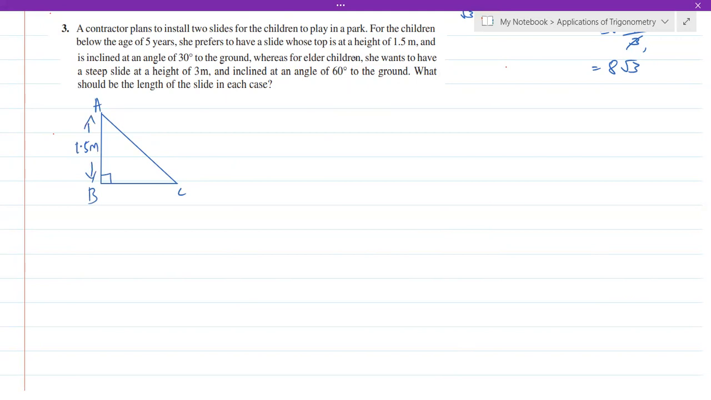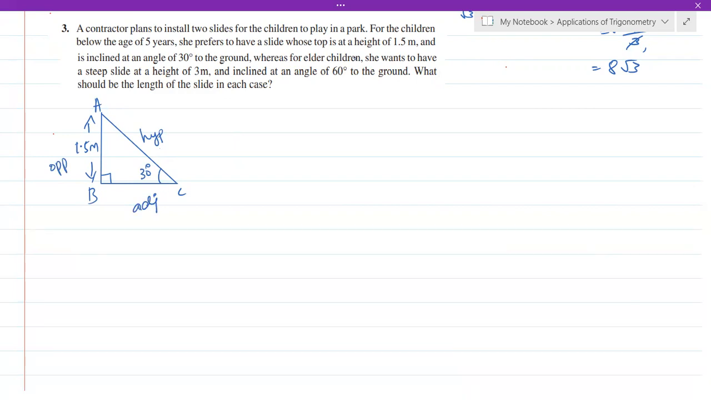Now, what we have to find is the length of the slide, that is AC. And the smaller one is making an angle of 30 degree with the ground. So this is the angle 30 degree with the ground. Here we have to find the value of the hypotenuse. This will be hypotenuse. Opposite to the given angle is opposite side, and the remaining one is adjacent. This is regarding the first slide.